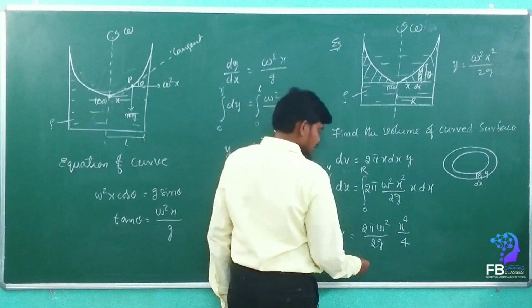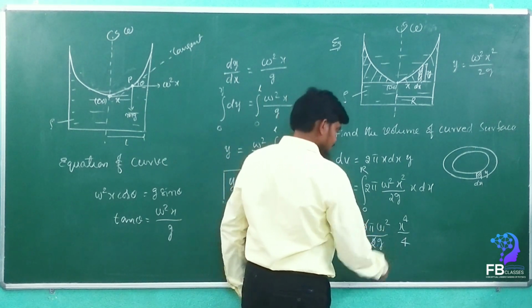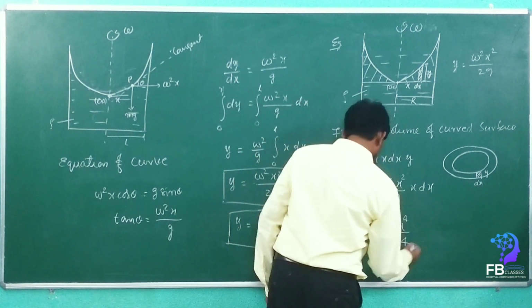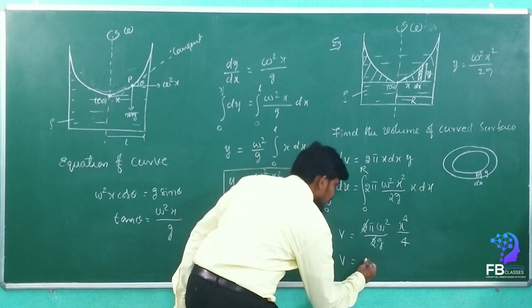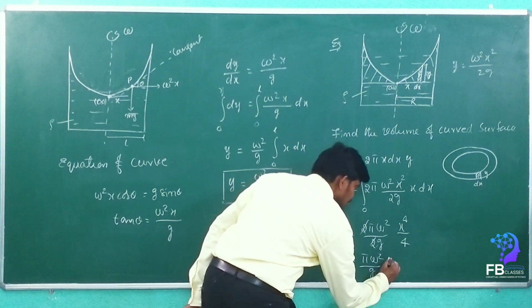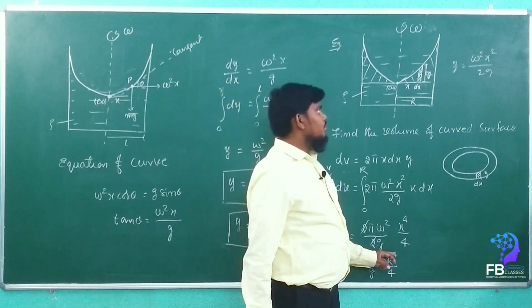Understand? So here what is going to get cancelled? Let the 2 get cancelled here. Okay, so x to the power of 4 by 4, it becomes r, right? So we can write v is equal to pi omega square by g into r to the power of 4 by 4. Now we can put in the r value.